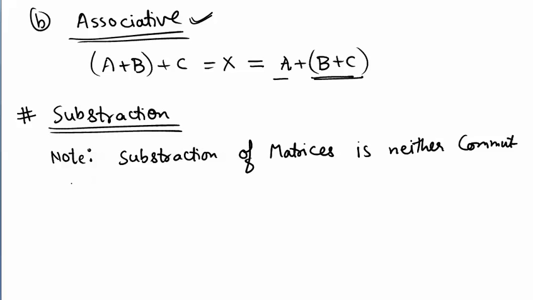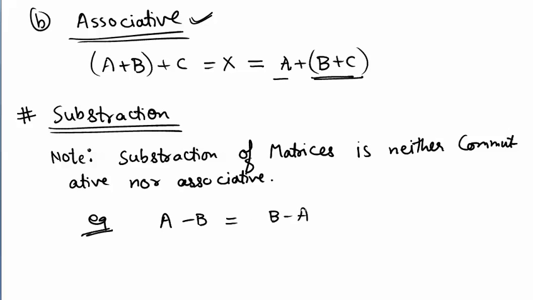neither commutative nor associative. Seems different? Yes, we can prove it. Let us see an example: is A minus B equal to B minus A? No, this won't be. Here, see, this is something like A plus of minus B, and this is something like B plus of minus A.